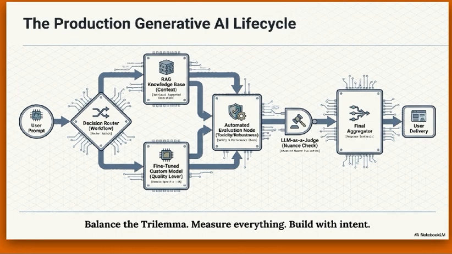And the blueprint leaves us with a core mantra at the very bottom of this final diagram. It is the operating philosophy for everything we've discussed today. Balance the trilemma, measure everything, build with intent. Balance the trilemma. Measure everything, build with intent. It's the perfect synthesis of the engineering mindset required for this field. If you don't build with deliberate architectural intent, the complexities of scale will overwhelm your system. It separates the fragile prototypes from the resilient, mission-critical business applications.